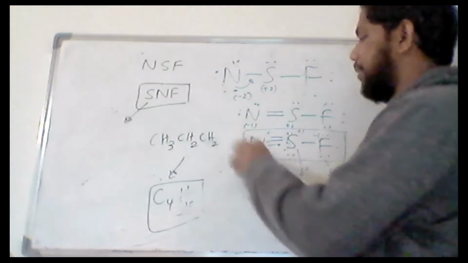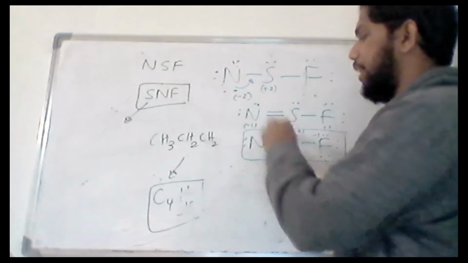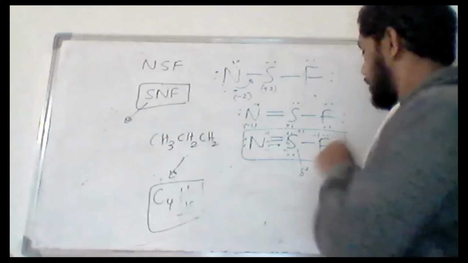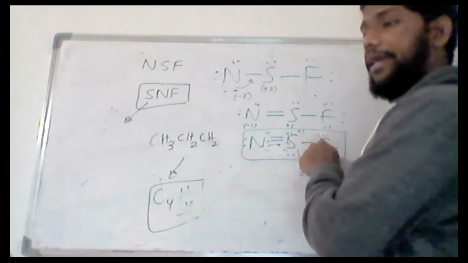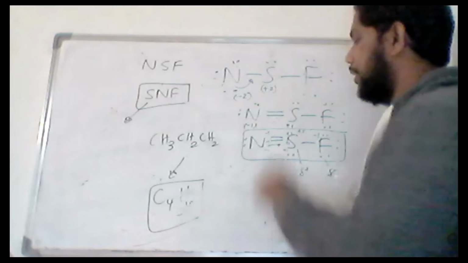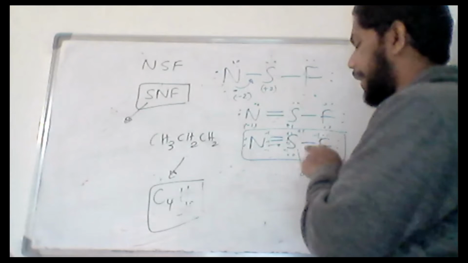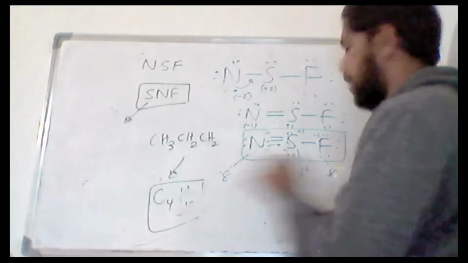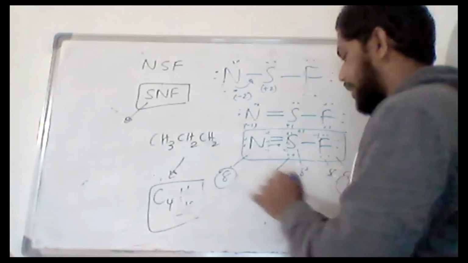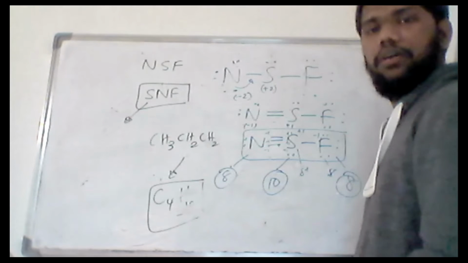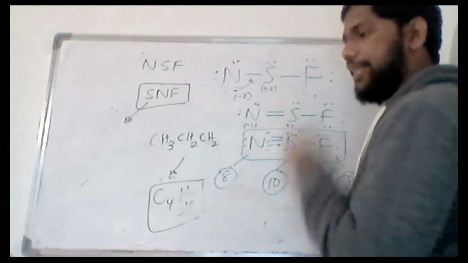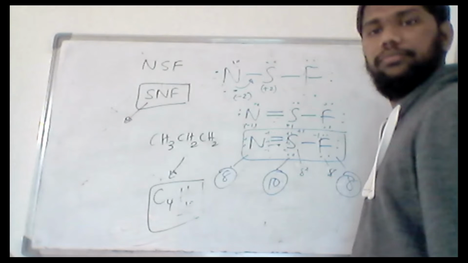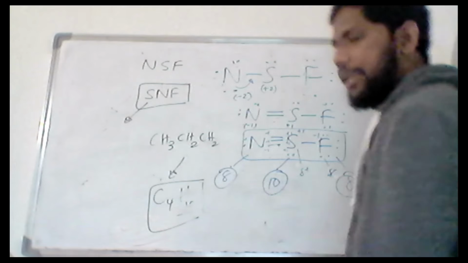But remember, when you check the number of electrons: 2, 4, 6, and 8. Octet completed. 2, 4, 6, and 2 electrons in the bonding, 8, octet completed. Here 2, 4, 6, 8, 10. Now tell me, these two are 8. Here there are 10 electrons. Now tell me why sulfur can accommodate 10 electrons.